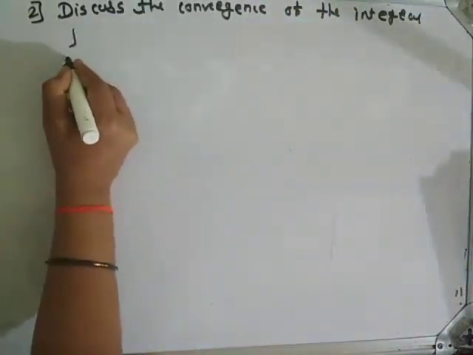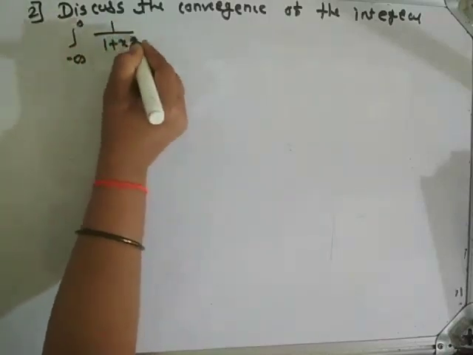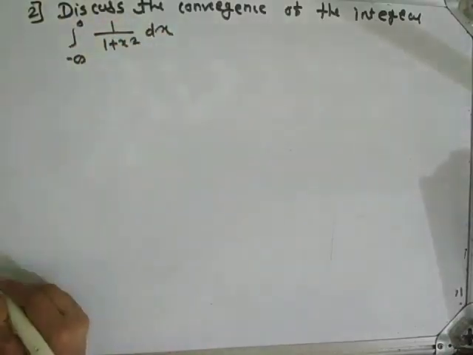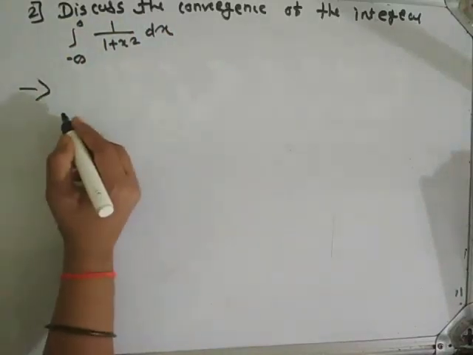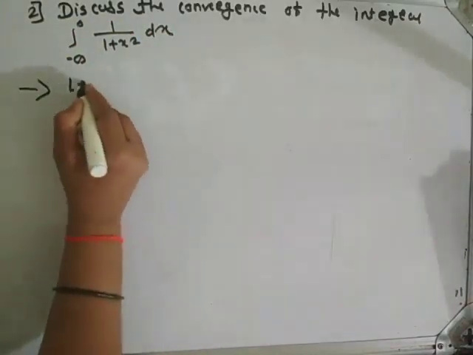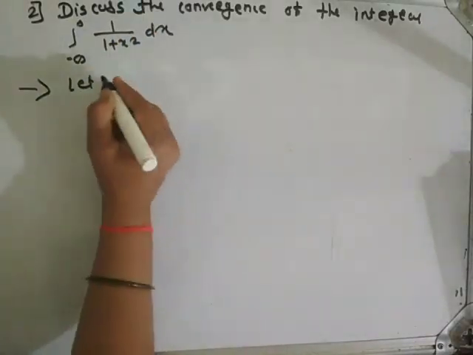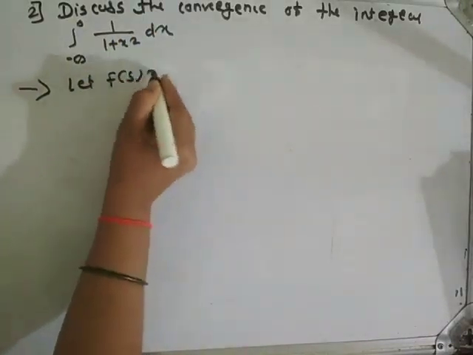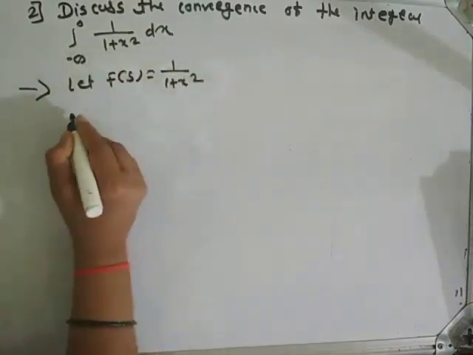Integration from minus infinity to 0 of 1 upon 1 plus x square dx. Solution. We solve it by the definition of convergence of improper integral of first kind. Let f of x is equal to 1 upon 1 plus x square.